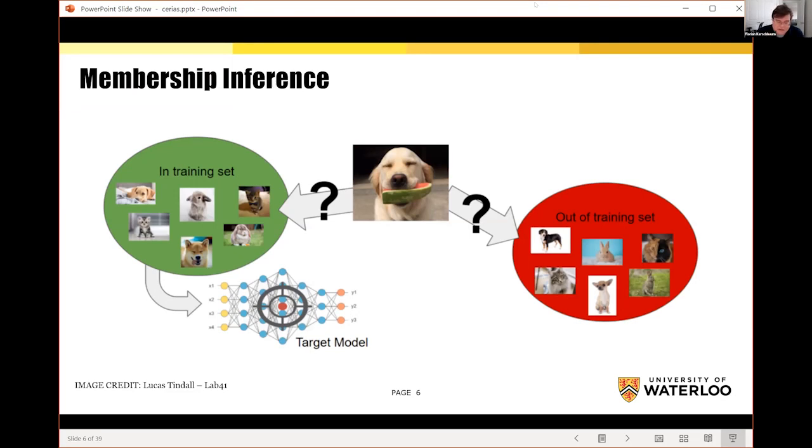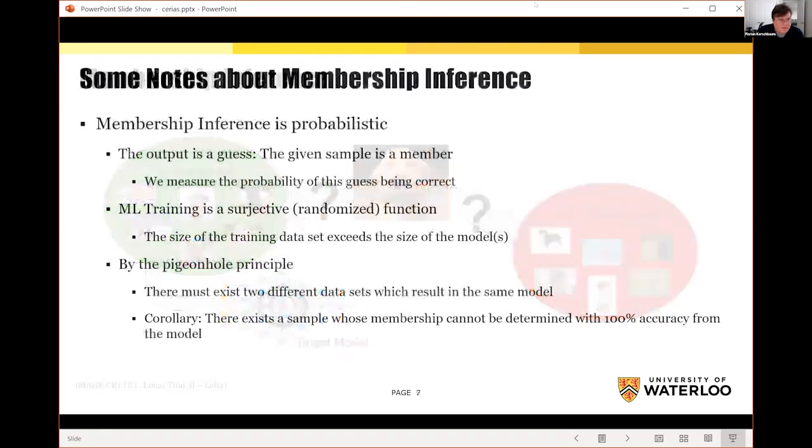And that is the determination that means I can determine from the model alone some private information about the people who were part of the training data set. So the model leaks information about the people who trained the model.